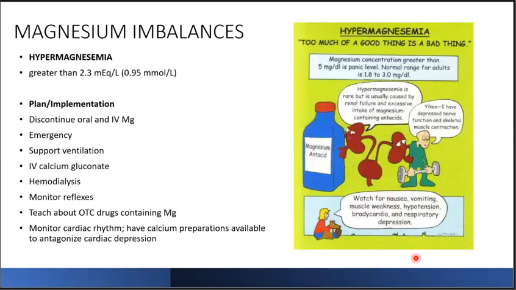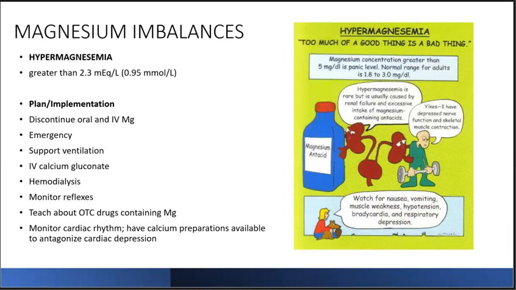So part of your plan would be to discontinue oral and IV magnesium if you're giving it and the client goes into hypermagnesemia. You want to stop it immediately. It's an emergency. Because it can cause shallow respirations, we want to see this as an emergency and support ventilation. We will need to give calcium gluconate to counteract the effects. We might need to carry out hemodialysis. We will need to monitor the client's reflexes. And you also want to teach your client about over-the-counter drugs that contain magnesium.